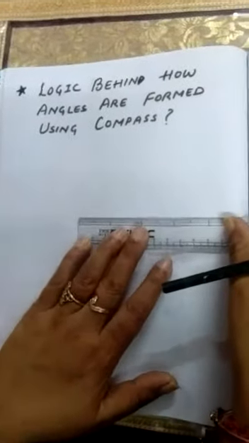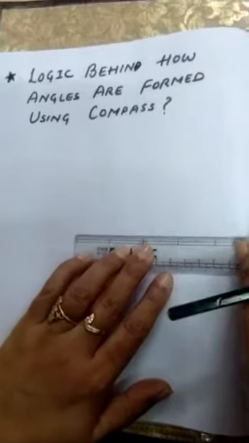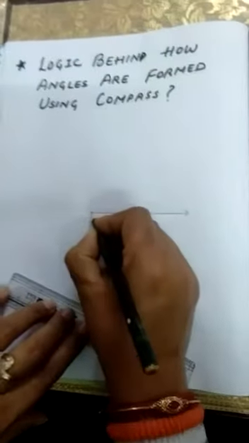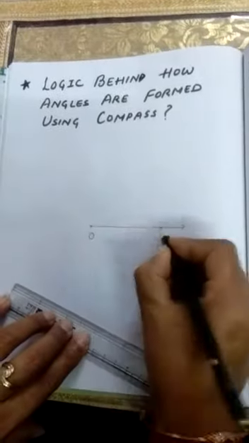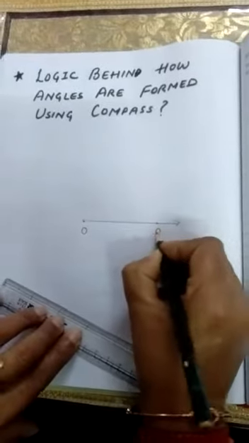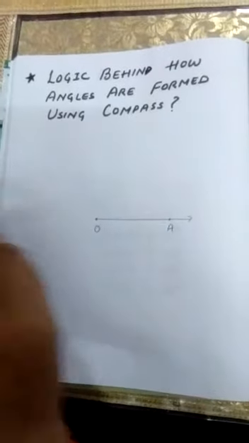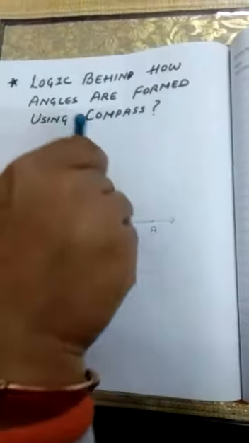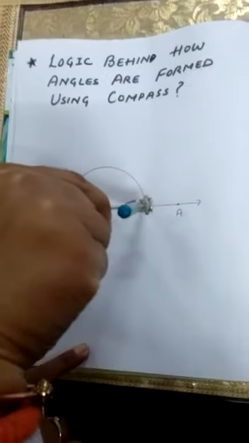As I taught you, for constructing any angle, first of all we draw a baseline of the angle. We have drawn a ray and given it a name OA. Now we will take the compass and open it to a radius of our own choice. It can be of any radius. Now we will keep the tip of the compass at point O and draw an arc.